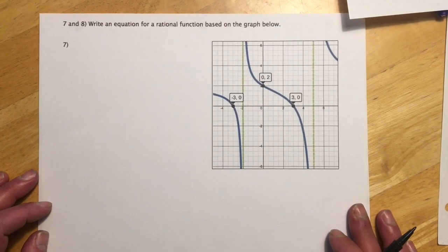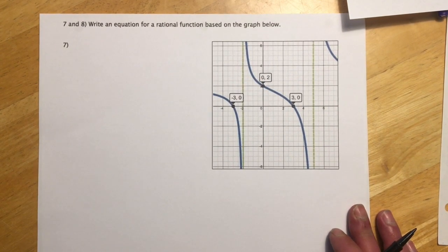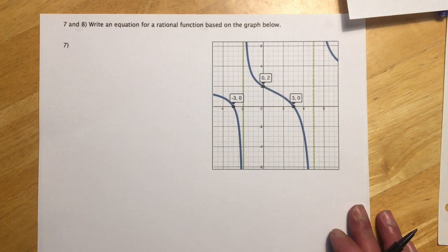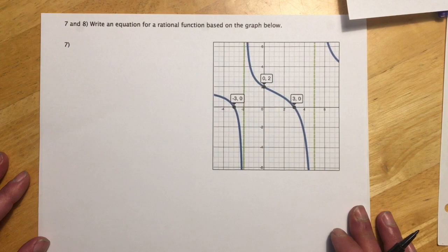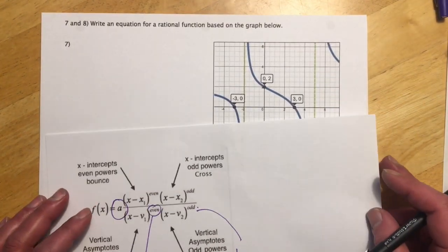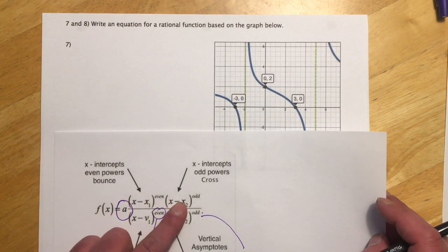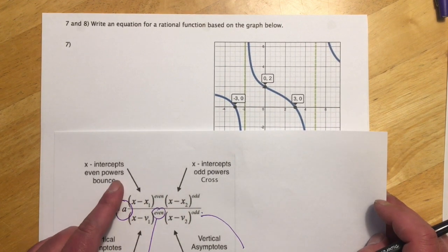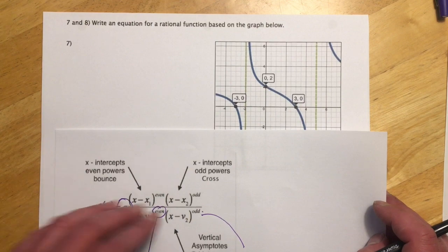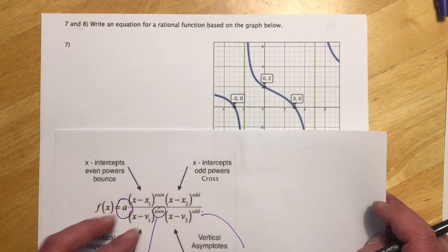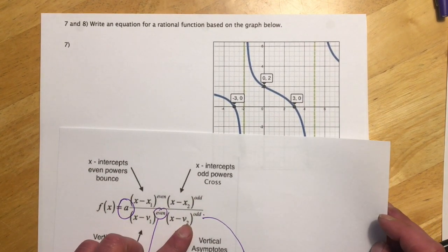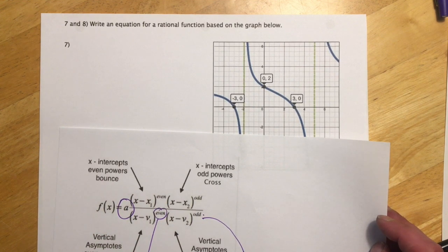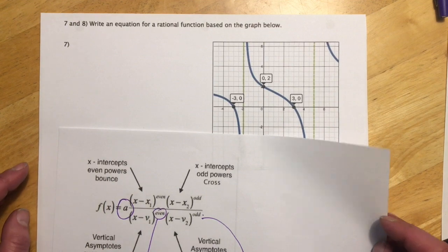Okay, so now we've got a graph, and we're doing the same idea. We're trying to figure out the equation based on this graph. So that's where this is pretty handy again. I'm going to do the same thing. I'm going to look for my x-intercepts. That's going to make my numerator. But now I have to be careful that nothing's bouncing or crossing, and that's going to tell me my powers. And then likewise vertical asymptotes, I'm looking to see if it looks like this or like this, and that's going to tell me my powers on there. And then we're still going to have to try to find that A.